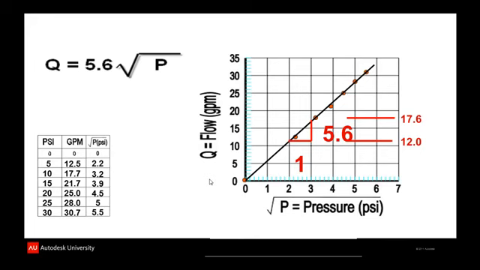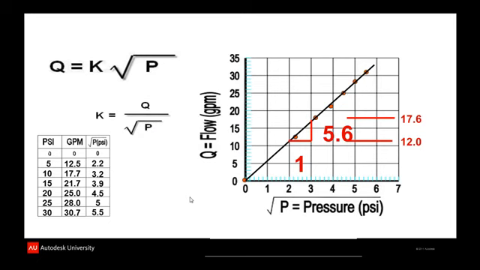That says I don't have to get my garbage can out every time I want to know what the flow is out of a sprinkler at any given pressure. I can simply plug it into this equation. Another way of writing that equation, in a more general sense, is that Q equals K square root of P, where K, the constant for the sprinkler, is equal to Q divided by square root of P, just rewriting the equation.